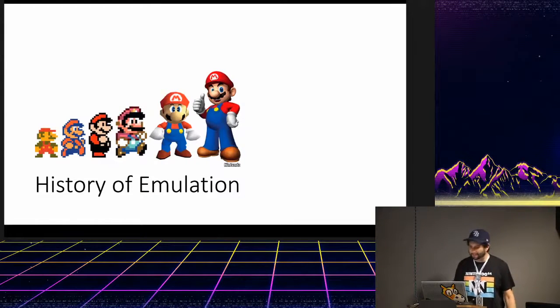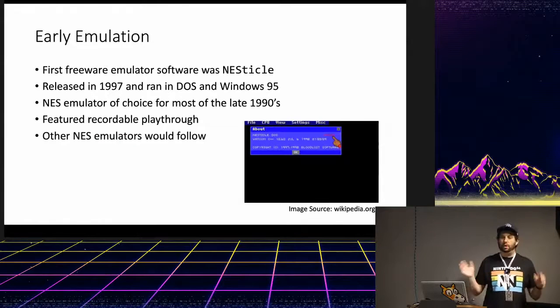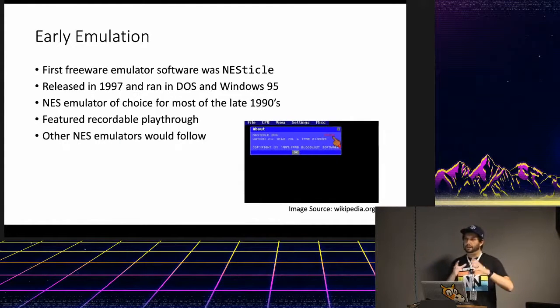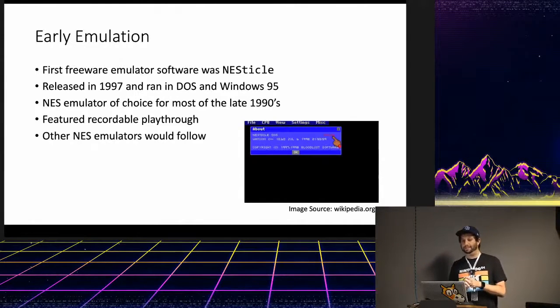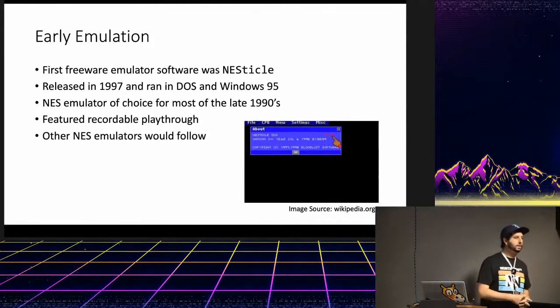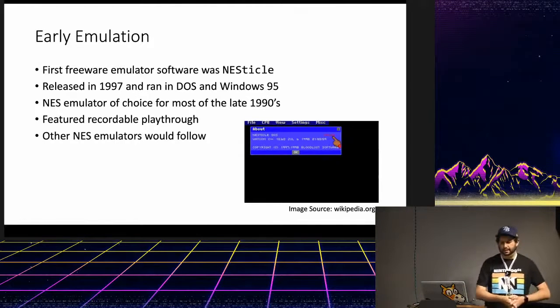So I'm going to jump into this first one here. Early emulation, and there was emulation before this, but I'm specifically starting at this point in time because, one, the name was Nesticle, but something was different about this piece of software. What was different about Nesticle is that at the time there were several other Nintendo Entertainment System, so NES, emulators, but people were actually selling this software. This was shareware at the time in the early 90s.